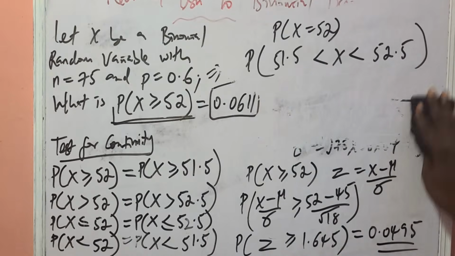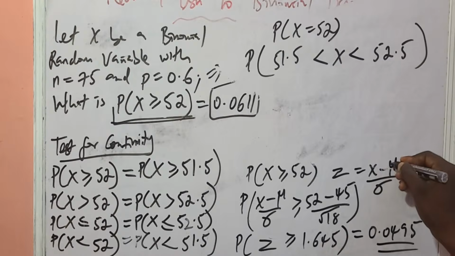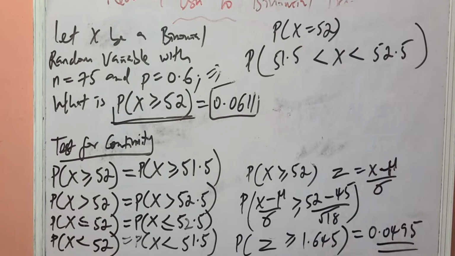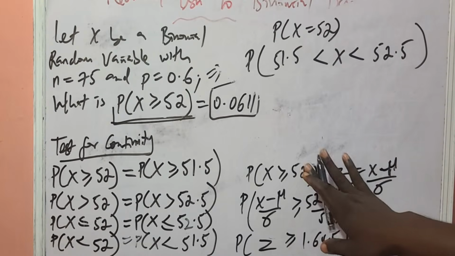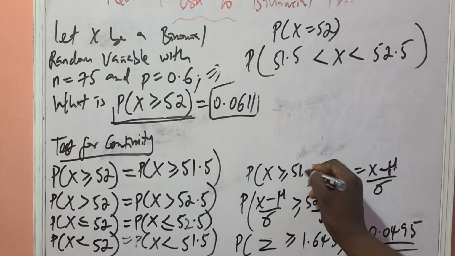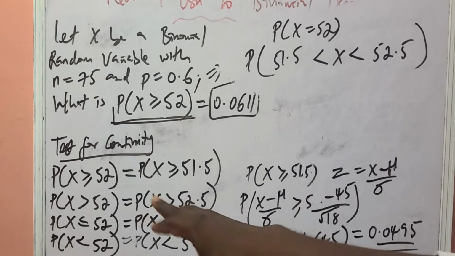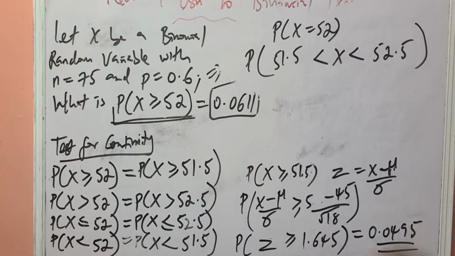Of course, you have seen the answer. We're still going to follow the same process of standardization. But in this case, the difference is that we're not going to be using 52 again. We're going to be using what? 51.5. We want to use 51.5 now. That's just the difference between testing for continuity and not testing for continuity. So in this case, when we have greater than or equals to 52, we're using 51.5.